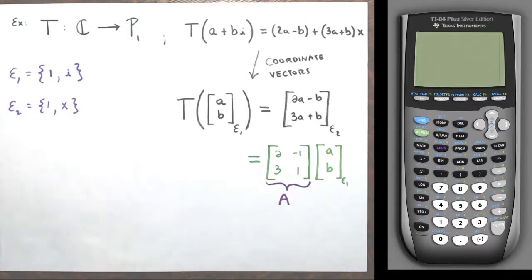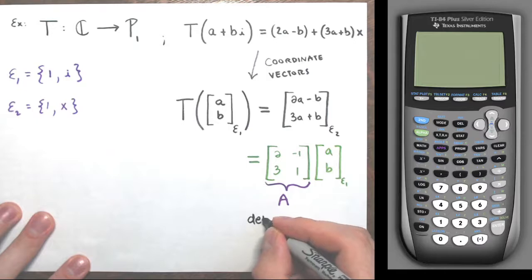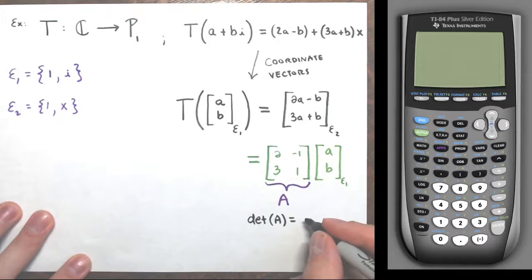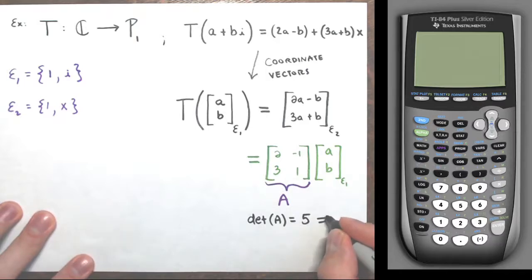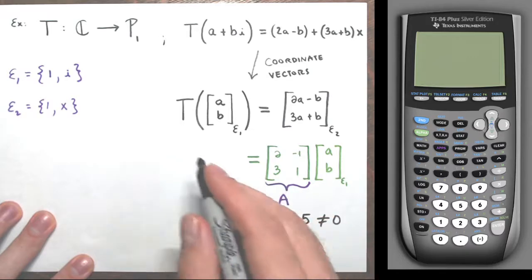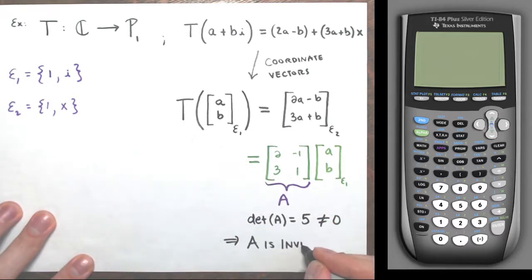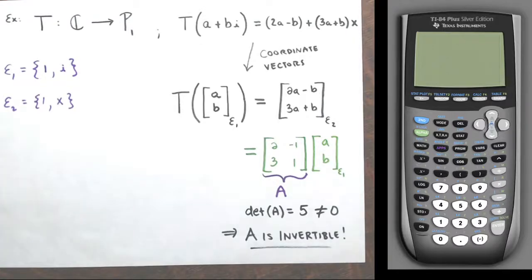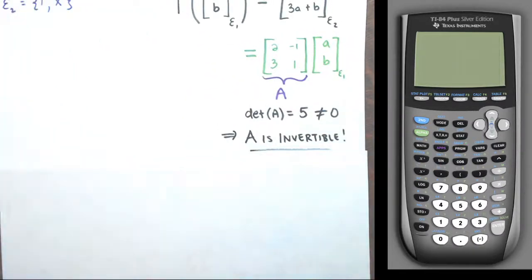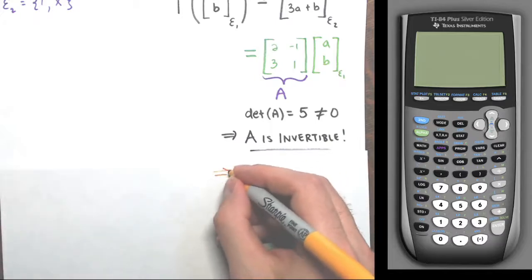Now again, I did a nice 2 by 2 here, so it would be easy to do. I wouldn't have to go to the calculator. You see the determinant of A is 2 minus -3, so 2 plus 3 or 5, and that is not 0. So A, the standard matrix for T here, is invertible, meaning that the transformation T is also invertible. So T is invertible.